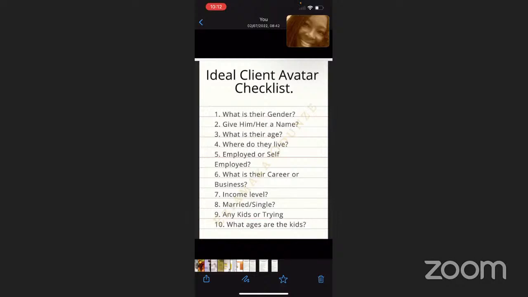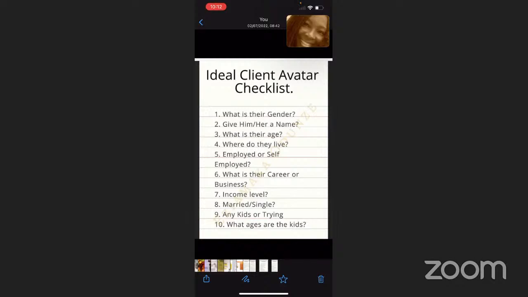Then number 6, what is their career? What is the business? If they are working for somebody, where are they working? What's their career field? Are they like working in telecommunication, oil, or bank? And then what is their business? What type of business specifically is that person doing?